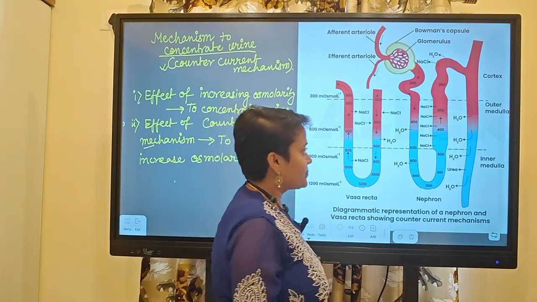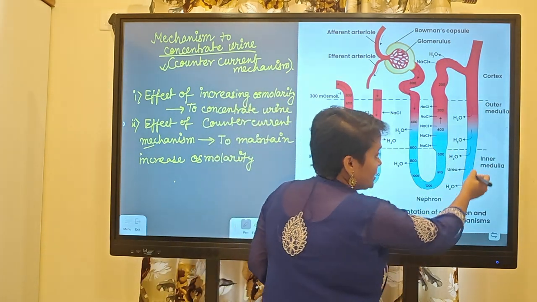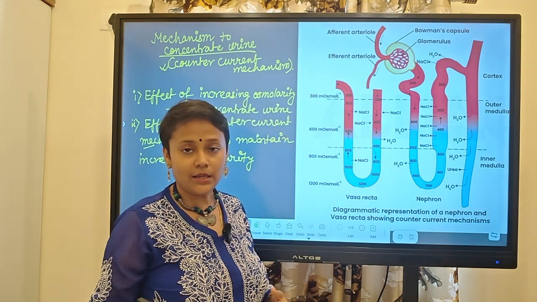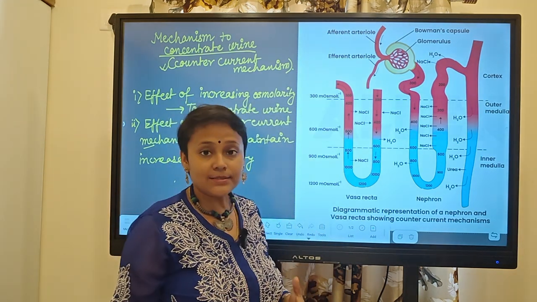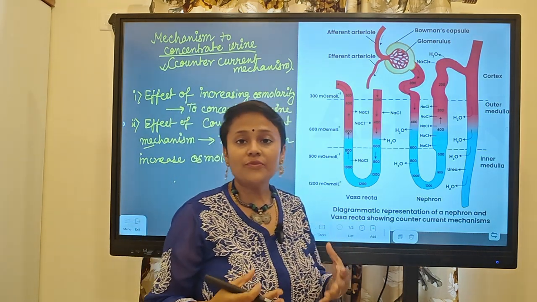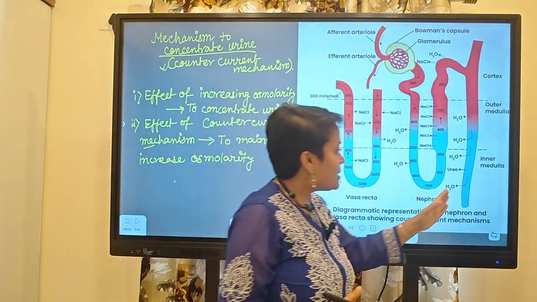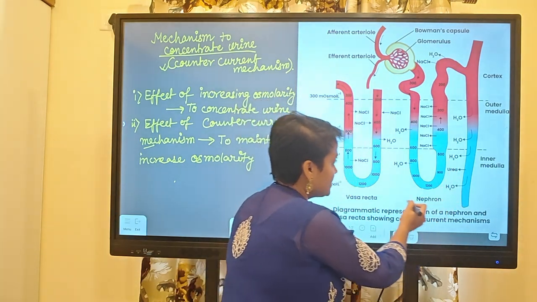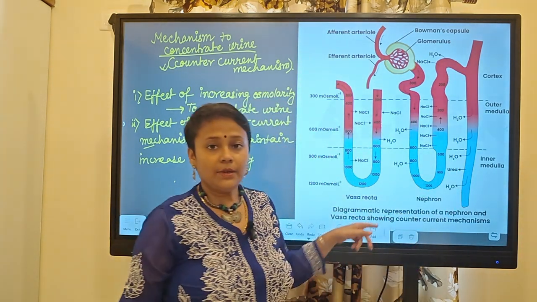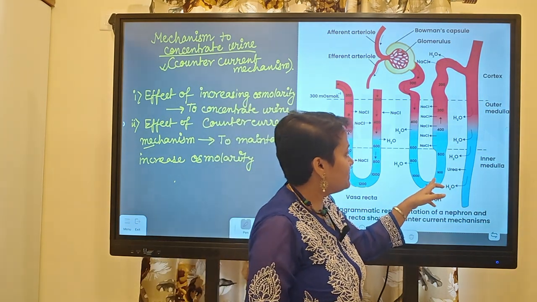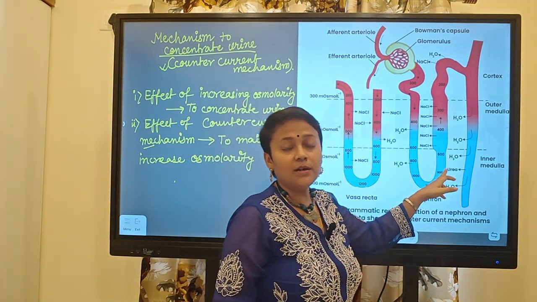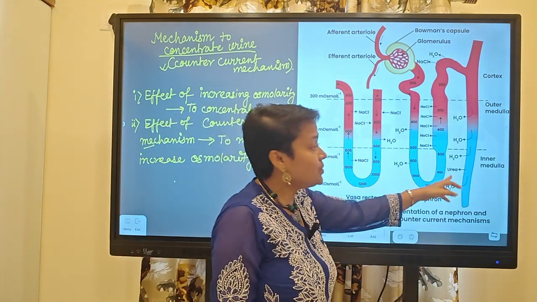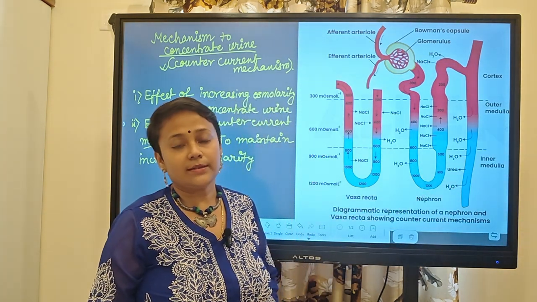Not only that, from the collecting tubule, the filtrate will excrete. It contains urea. Some amount of urea will come out from the collecting duct, and it will be there in the interstitium, and ultimately it will be absorbed by the thin segment of the ascending limb of Henle. So due to this urea, osmolarity will increase.